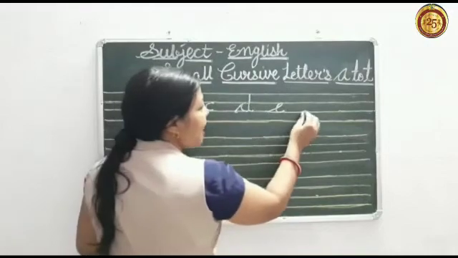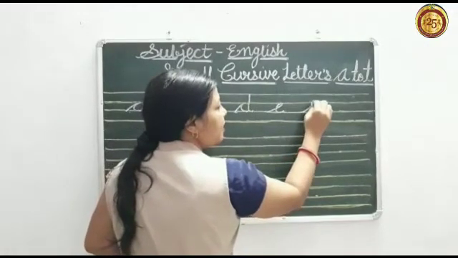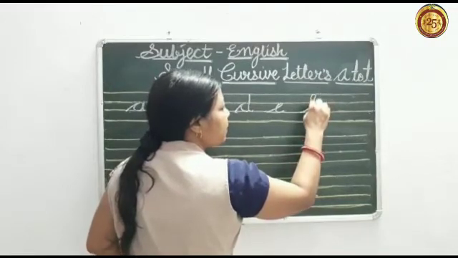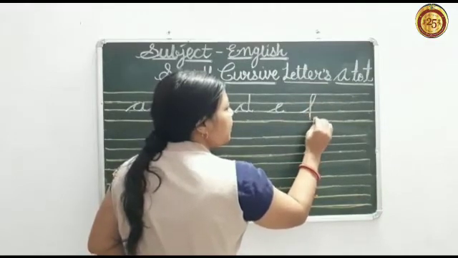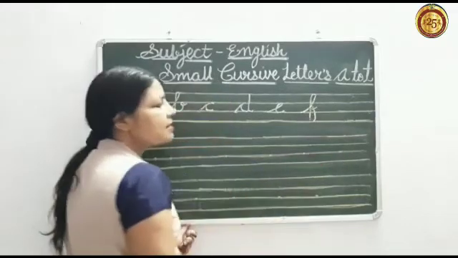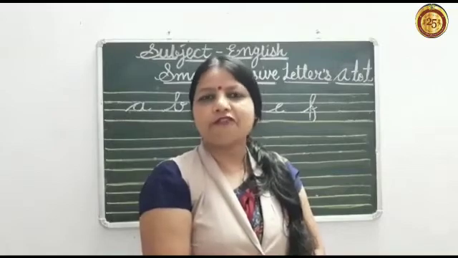Then we will write here F. Put your pencil here on second blue line, take it upward, touch the red line, bring it down, come down, down, then we will touch red line, go up, in the middle we will touch here and turn it like this. This is a small cursive letter F. F for fan, F for fish.